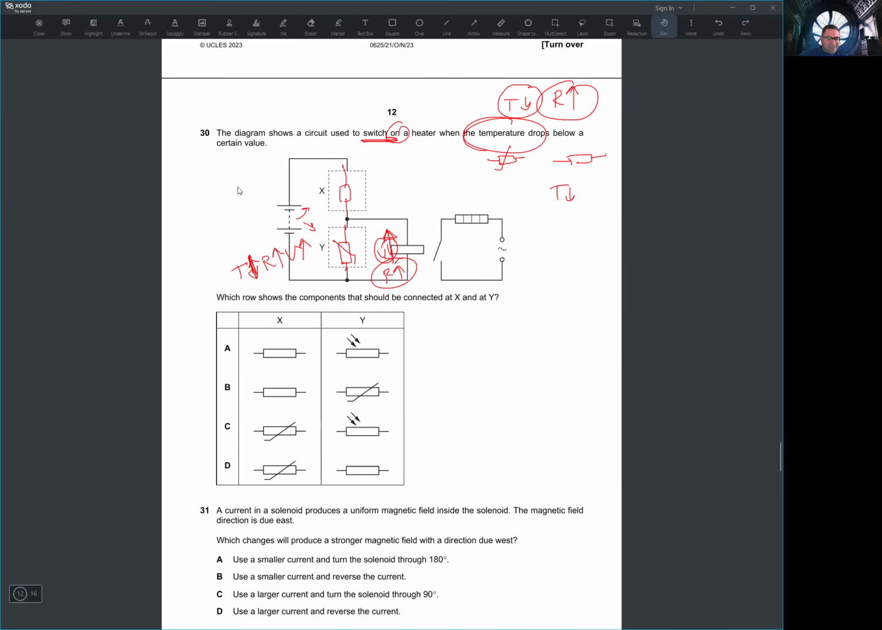So we want this to get more voltage so that the relay would turn on, it would close the switch, and it would turn on your heater, and that's it. So X should be the fixed resistor, so A or B. Y should be the thermistor, so B.